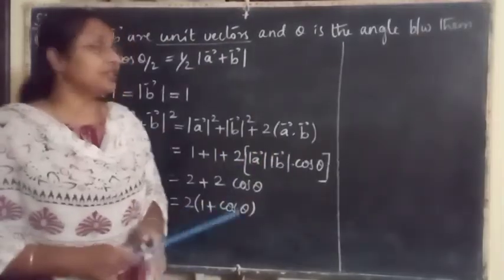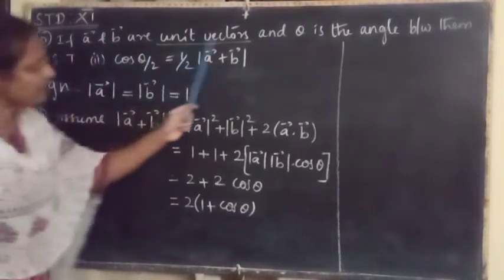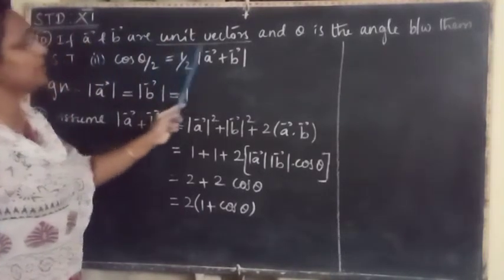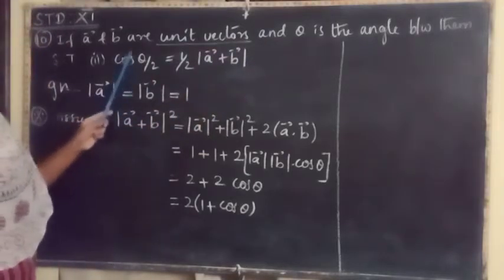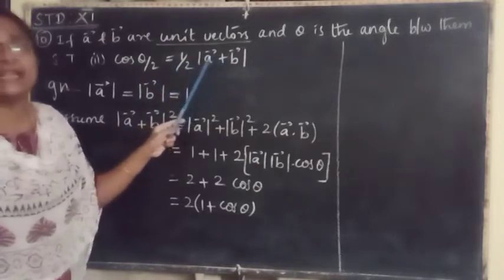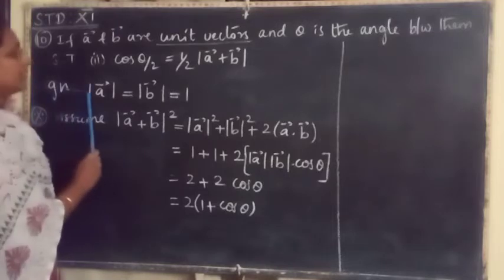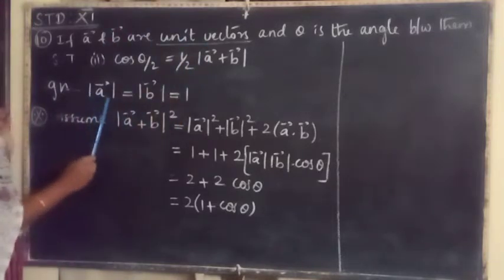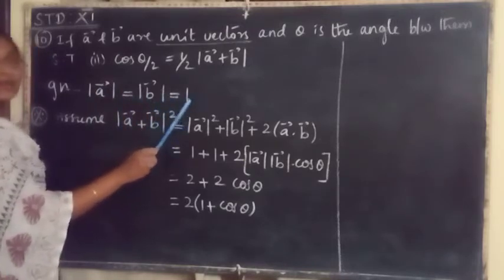Okay, students, we will continue and prove the second subdivision now. What we have to prove? The same information: A and B are unit vectors and theta is the angle between them, and we have to prove now cos theta by 2 equals half into modulus of A vector plus B vector. Is it clear? Okay. Already we know they are unit vectors, so modulus of A vector is equal to modulus of B vector is equal to 1.